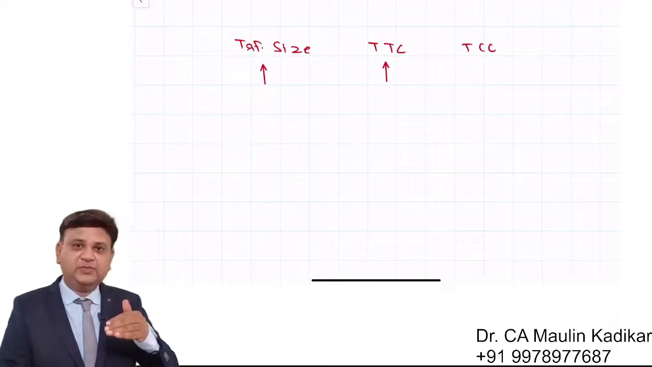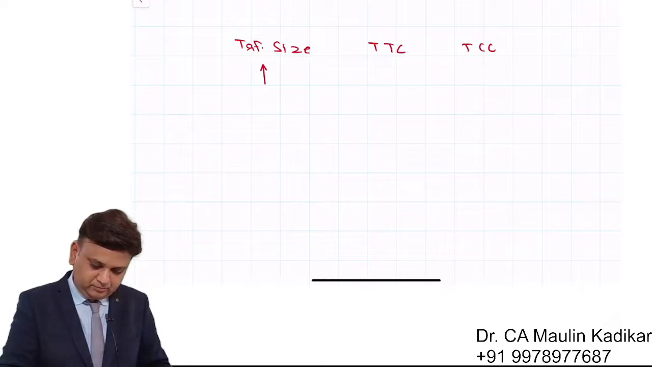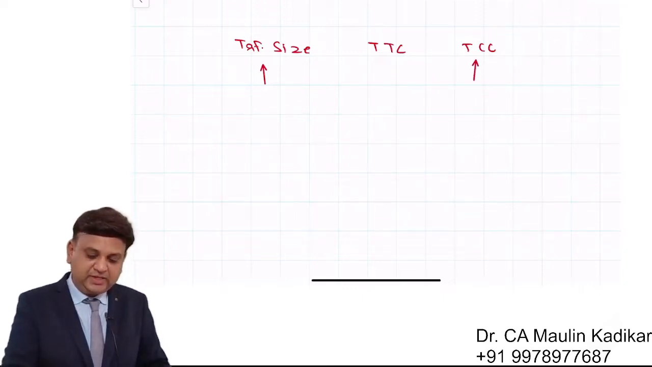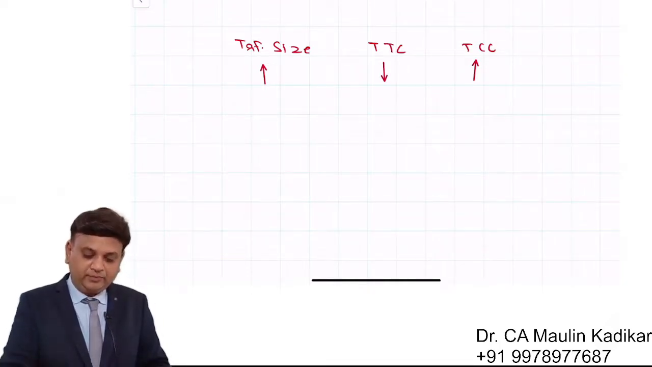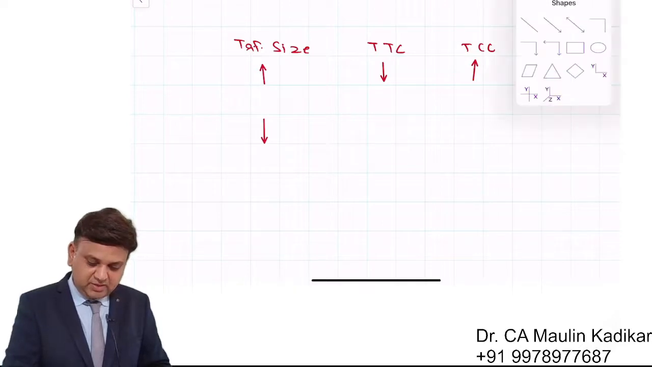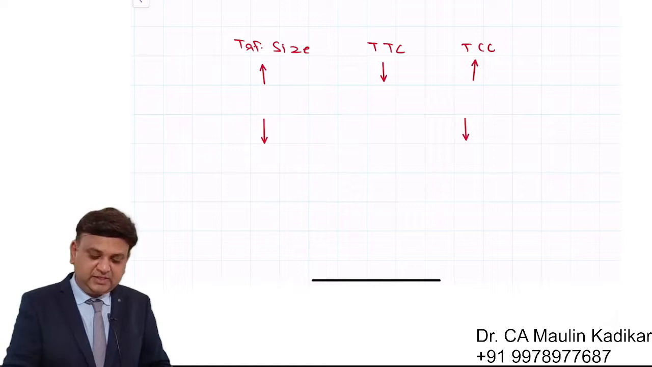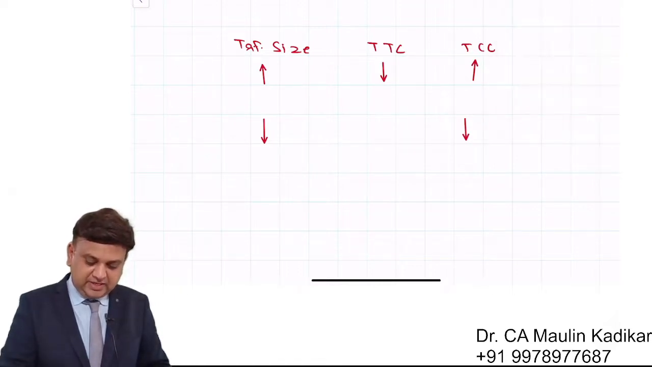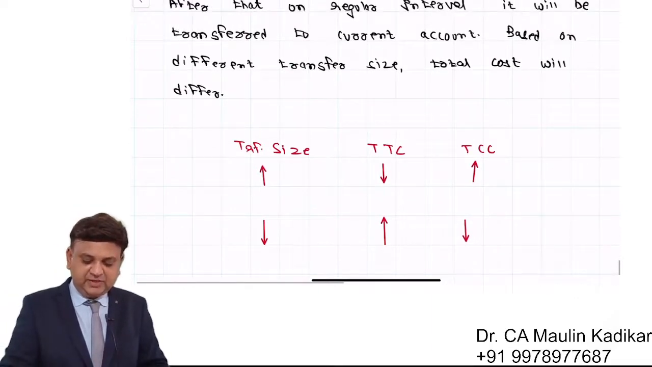And if at all the transfer size is more, then in that case, number of transfers will fall down. So in that case, the total transfer cost will also fall down. If the transfer size is less, on an average, balance in the current account will be less and the total carrying cost will also be less. But in that case, the number of transfers will increase and the total transfer cost will also increase. So this is the kind of relationship that we will have.